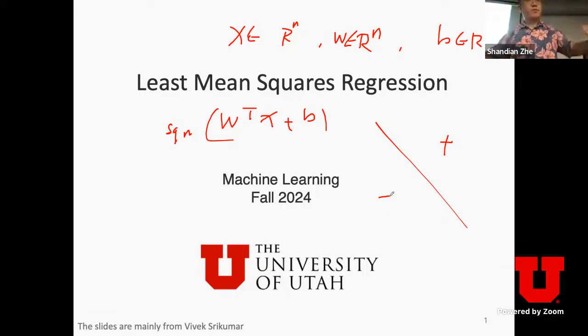So if it's a two-dimensional plane, the boundary is a line, right? If three-dimensional, the boundary is a plane, and if it's higher dimensional, it's called a hyperplane. That's the basic idea about linear classifiers. Any questions so far? We just have a quick warm up.